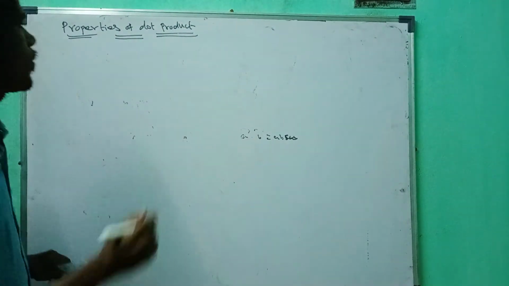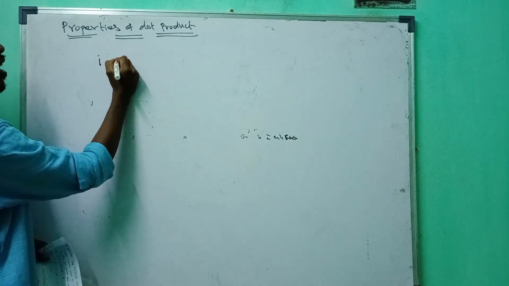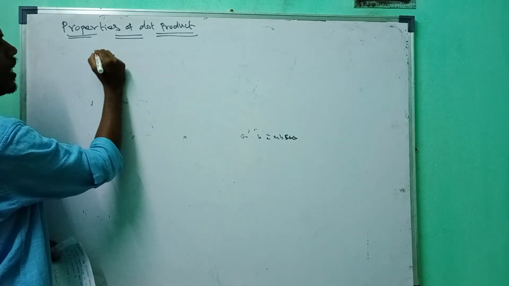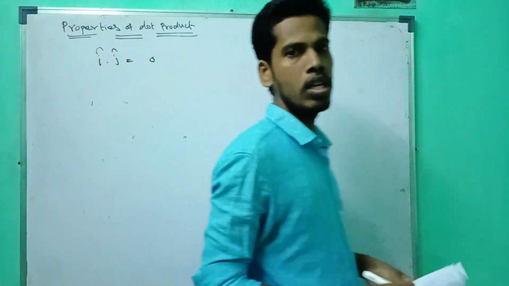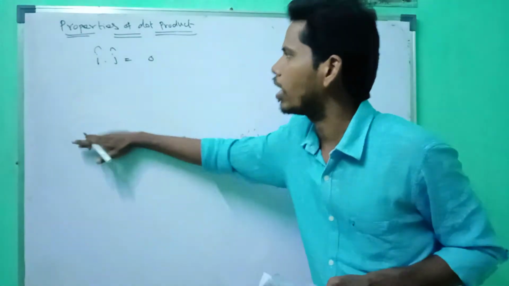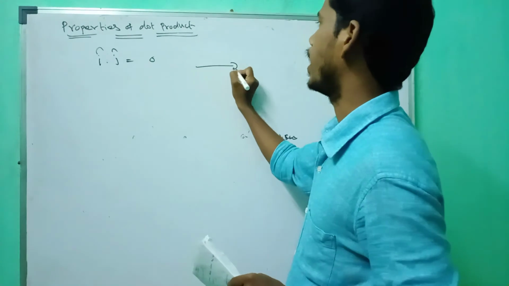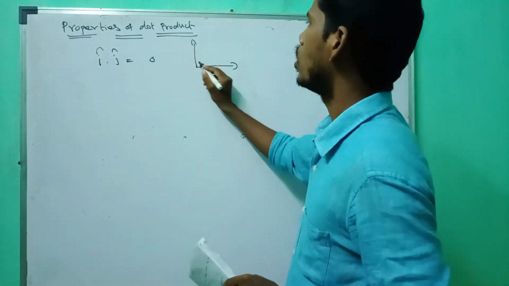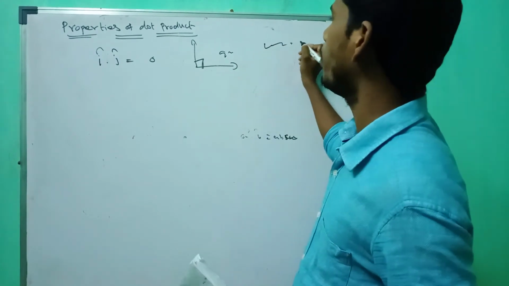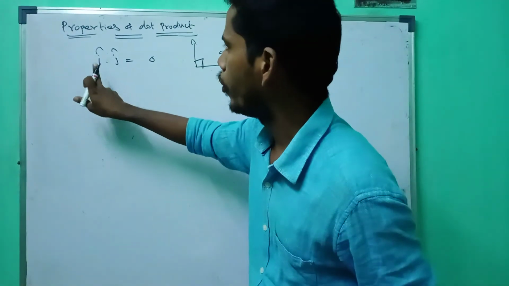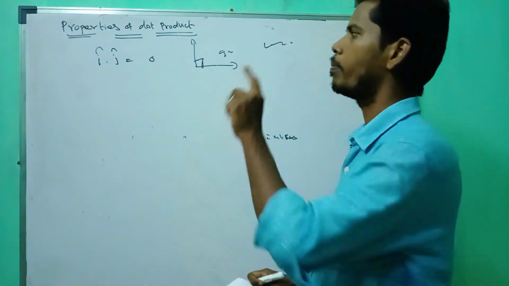Okay. The next one, the 10th point, is very easy. I cap dot J cap becomes 0. Next property. What is that? This is I, this is J. So the angle between the two vectors is 90 degree. So cos 90 will be again 0. So if you take I vector dot I vector, it becomes 1.